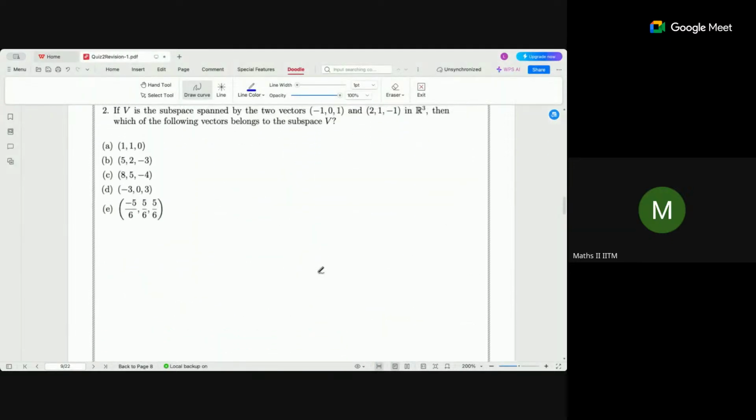Okay. So if V is the subspace spanned by the two vectors minus 1 0 1 and 2 1 minus 1 in R3, then which of the following vectors belongs to the subspace V? So first of all, what is the span of these two vectors? V is the span of minus 1 0 1 and 2 1 minus 1. According to the definition, it is alpha times minus 1 0 1 plus beta times 2 1 minus 1, where alpha and beta are real numbers.